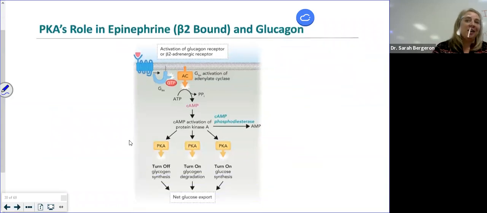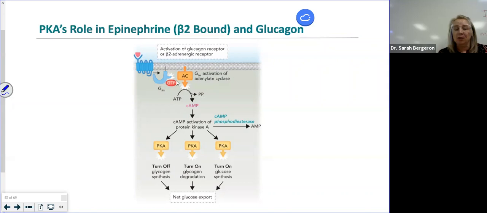Okay. So now let's look at PKA's role in epinephrine signaling. This is where we bind to the beta-2 adrenergic receptor. Remember that? So we have cyclic AMP, right? This is our second messenger. Once our second messenger is activated, it's going to go in and activate PKA. What does PKA do? We said three things. It turns off glycogen synthesis, it turns on glycogen degradation, and it turns on glucose synthesis from scratch, which is gluconeogenesis. And all of those end up in you shipping glucose out to the bloodstream.